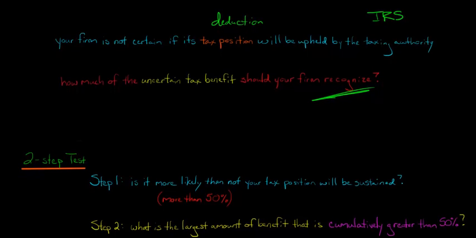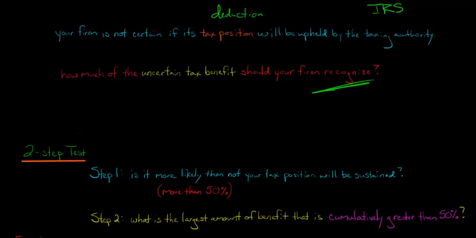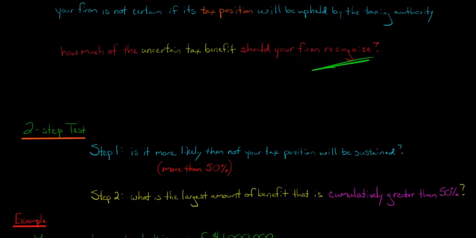But the question then is, how much? How much of the benefit from that tax deduction do you get to recognize in your financial statements? The answer is that it's the largest amount of benefit that is cumulatively greater than 50%. That's very abstract. Let me show you with an example. I'll put together a table and it'll make it a little easier for you to understand.